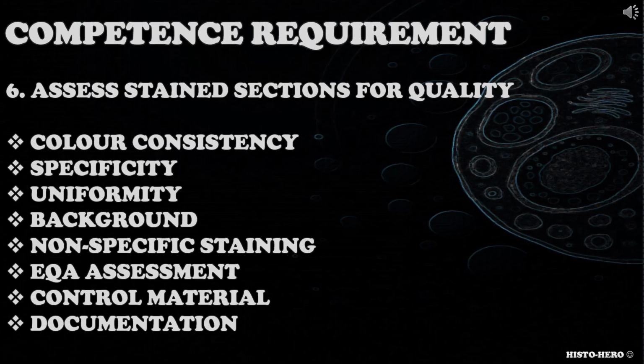The sixth competence requirement is for you to assess stained sections for quality. How would you assess quality of sections stained with relevant demonstration methods? What steps would you take? How are those slides assessed during EQA assessment? How do you maintain appropriate audit trail record? Consider color balance and consistency, specificity of staining, uniformity of staining, presence of background staining, contamination or deposits, presence of nonspecific staining, UK NEQAS assessment criteria, control material used, documentation.